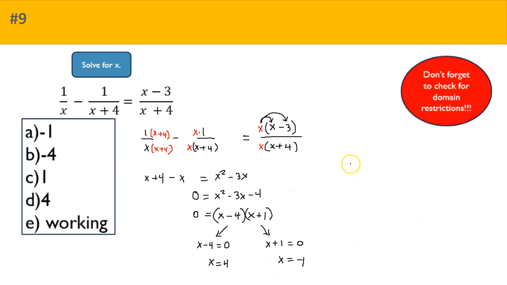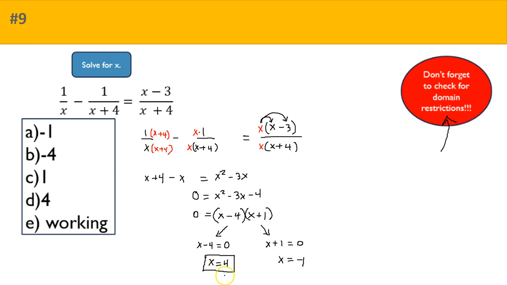But which one is the correct solution? Well, we have a reminder here. It says, don't forget to check the domain restrictions. So if we look back to the initial problem, what can we say? Well, we know that the denominator of any fraction cannot be equal to 0. So if we try this solution, x equals 4, is it possible for us to get a 0 as the denominator? It is not possible for us to get a 0 as the denominator, so this is a possible solution.